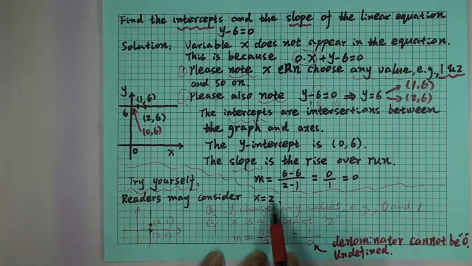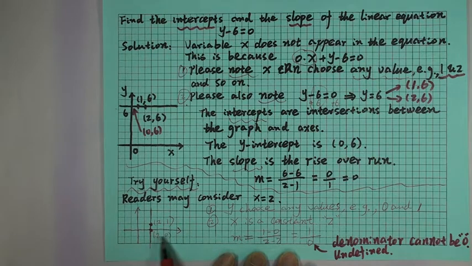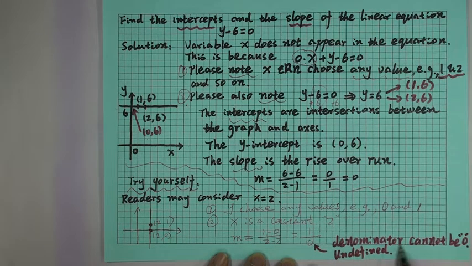Because 2 is fixed. Do we have a slope for this one? You choose 2, 1 and 2, 0, and the rise is 1 minus 0, and the run is 2 minus 2, so the denominator is 0. We know the denominator cannot be 0. So 1 over 0 is undefined. And for the vertical line, the slope does not exist.